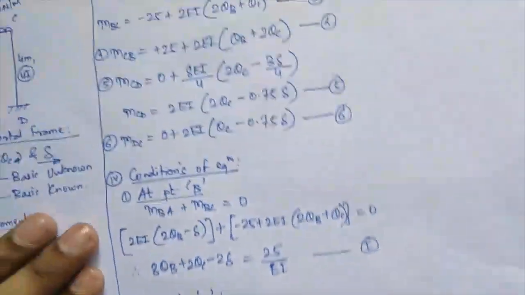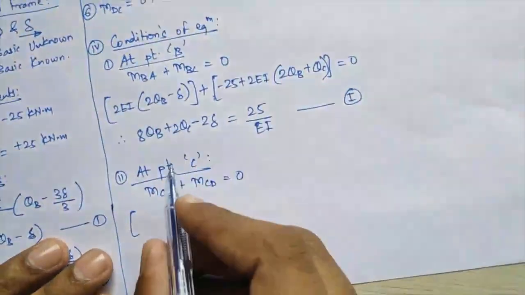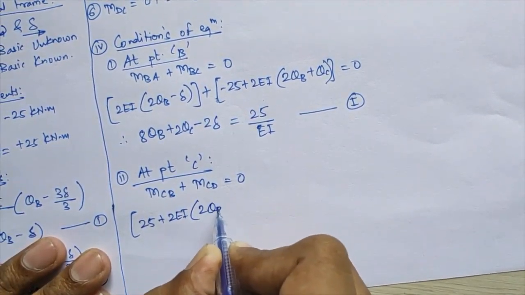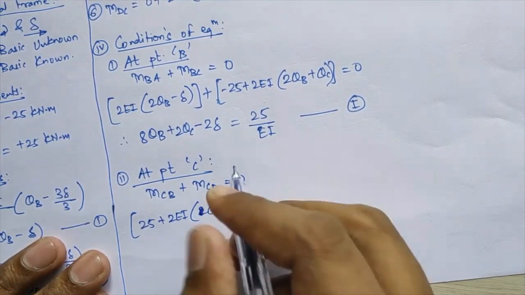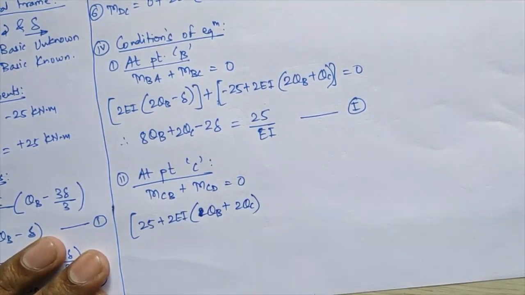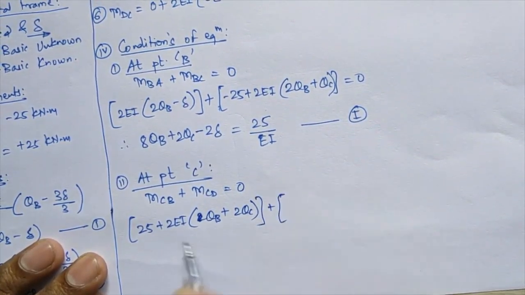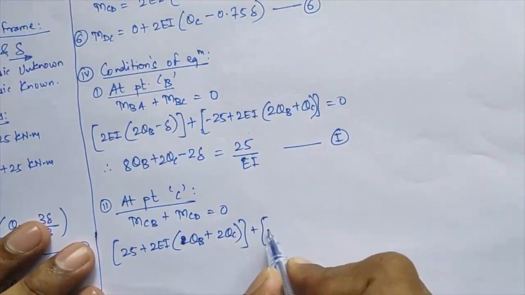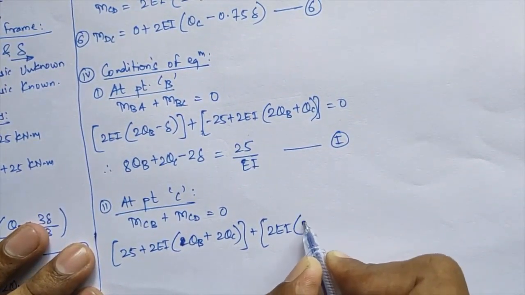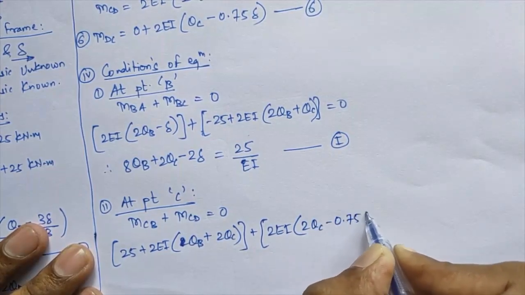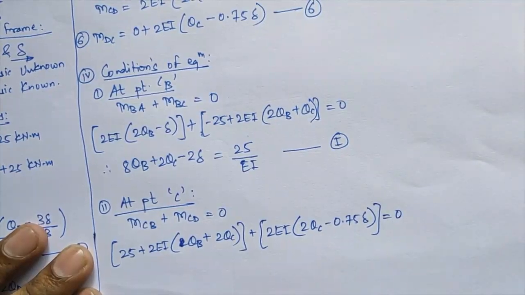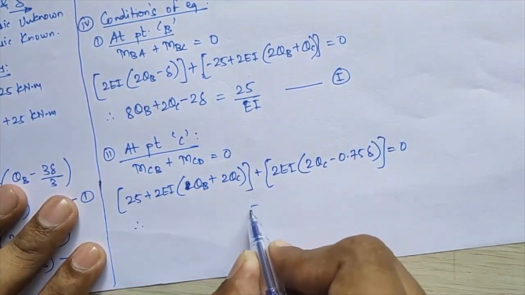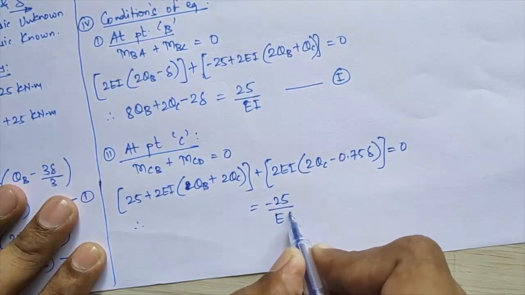So I'll write this equation. MCB is your equation number 4. Okay, so I'll write that here. 25 plus 2 times EI into bracket 2 theta b, sorry, it is just theta b, plus 2 times theta c. Okay, plus next is your MCD, equation number 5 that we have got. Okay, so that is again 2 times EI into bracket 2 theta c minus 0.75 of delta is equal to 0. So if I simplify this, first I will simplify the constant term. Here there is no constant term, so this 25 will become negative, divided by EI.